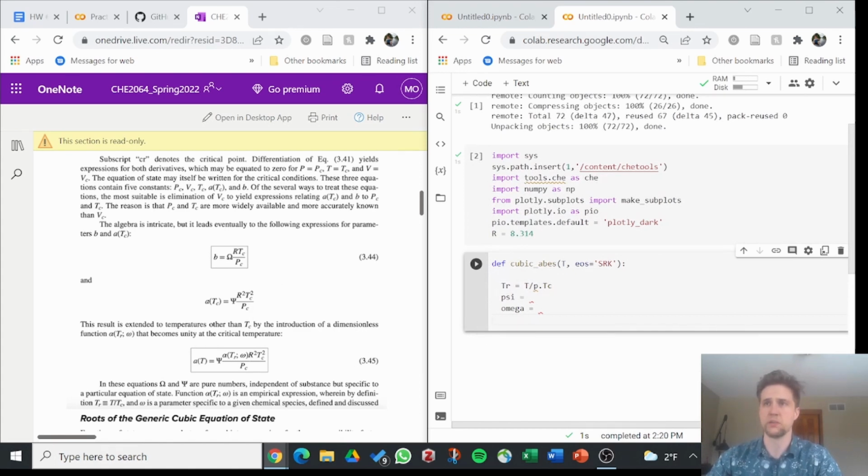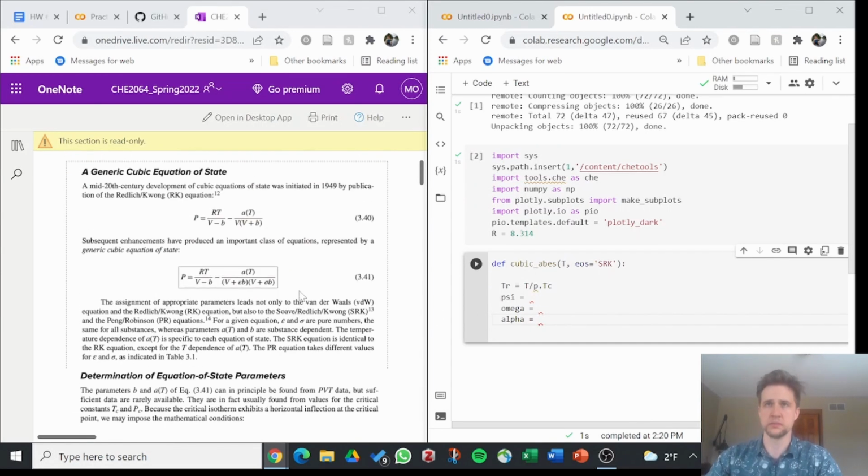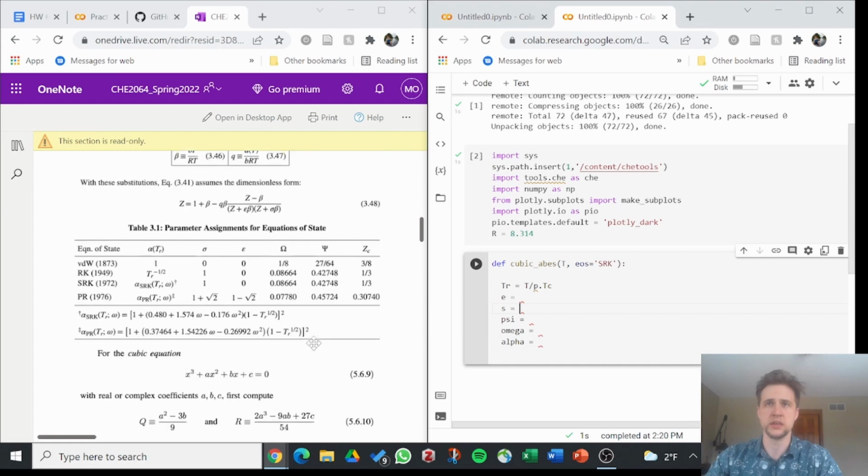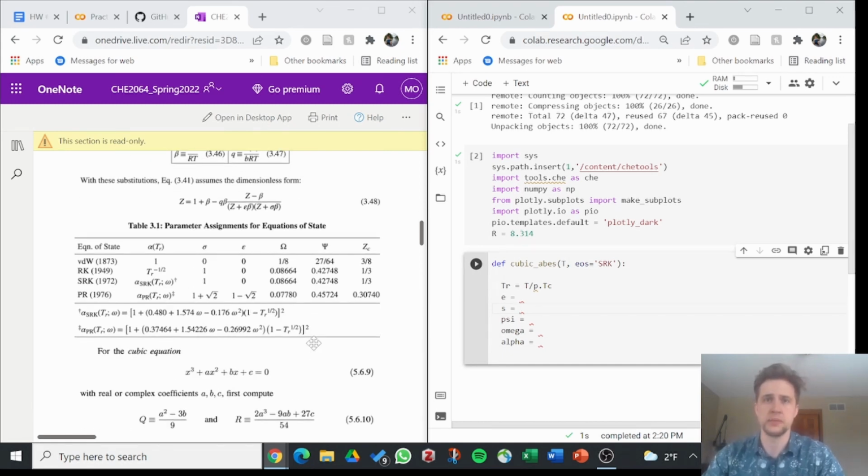Let's see, what else do we have? We have alpha. Alpha is going to be something. And then we also have our epsilon and our sigma, as we saw up here, so we'll need to make sure we get those in. Now, if we go down further, we'll be able to see the parameter assignments for each equation of state. We're going to be dealing with van der Waals, and more specifically SRK. But let's get van der Waals and SRK in there when we're defining our parameters with each respective dictionary.